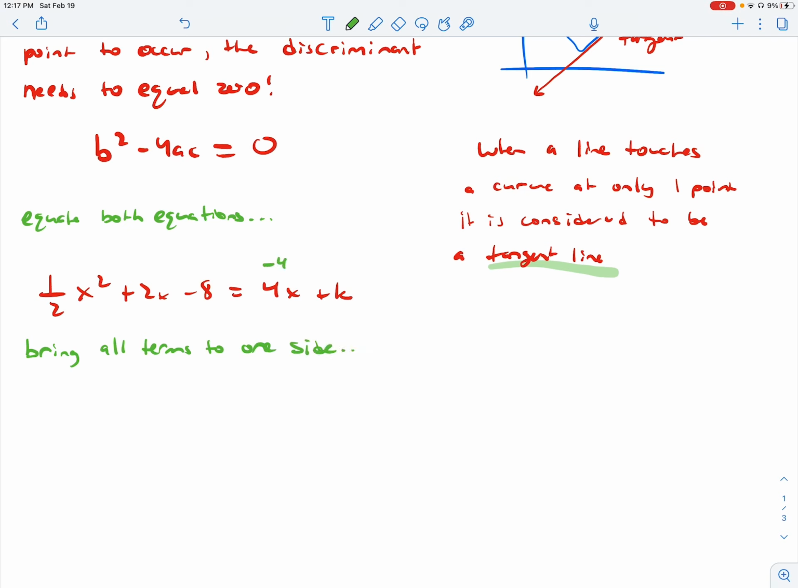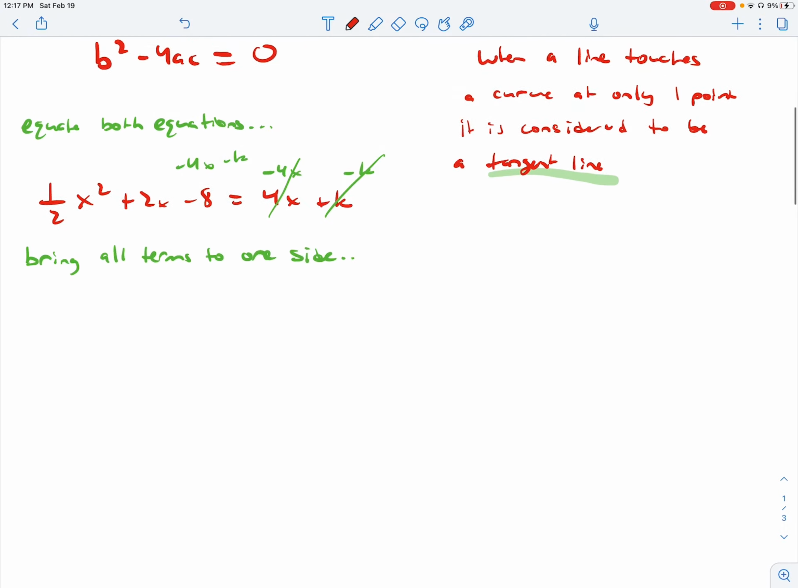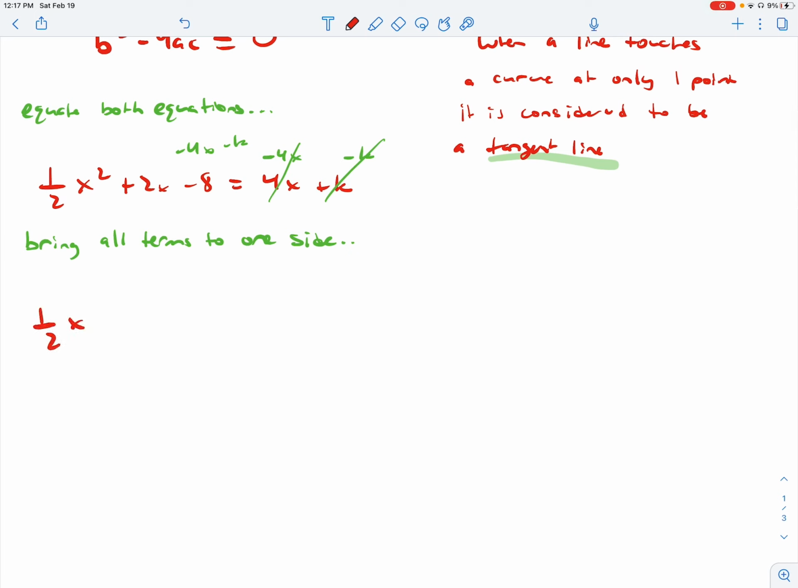Okay, so to do that, we'll subtract both sides by a 4x. That'll get rid of this. And then we'll subtract the k on both sides. That'll get rid of that. All right, so we have half x squared, 2x minus 4x, this gives us negative 2x. And then we have negative 8 minus k at the end. And this equals 0.